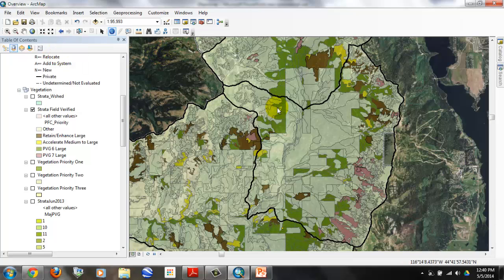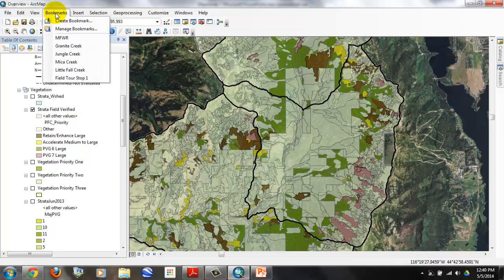Moving on to Jungle Creek, this gap in the middle is the private ownership, and also the fault line here, the edge of the Forest Service ownership for the PVG 6 large tree size class category. That gives you, again, an idea of the spatial distribution of these recommended priorities.